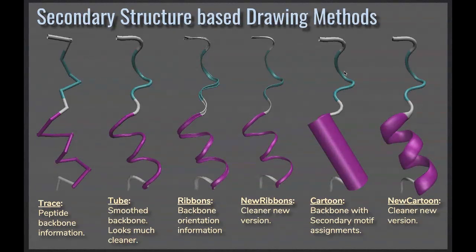Cartoon is a representation which already does assignment for you. So it recognizes different motifs and represents them differently. So the turn and coils look like just tubes because they are not well defined. But the alpha helix is shown as a cylinder, and it does help to recognize the motifs and see them better in a complex structure. And the new cartoon is an attempt to extend that representation to make it look better. So instead of a cylinder, it uses a helix. It can look better in case of smaller molecules, but it may be too detailed for a big molecule.